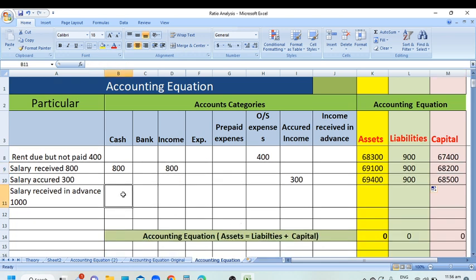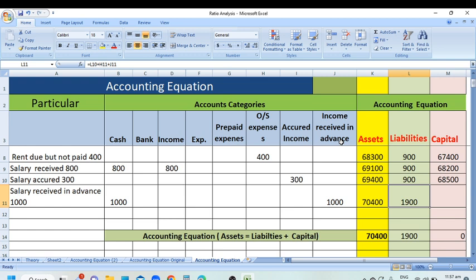Salary received in advance. When you receive the salary in advance, definitely your asset will be affected. So that will come to 70,400. Your liability will not be affected because there is no liability, right? No, sorry. Your liability will be affected because we have to put this here. So your liability will be affected because this income received in advance doesn't belong to this current period. So that means it doesn't add to the capital.